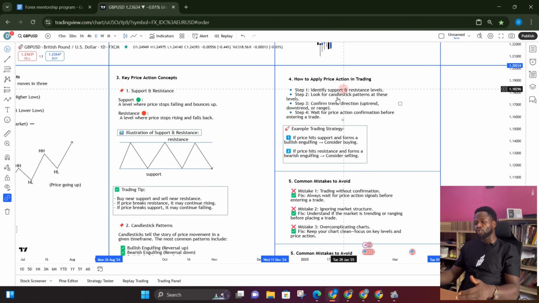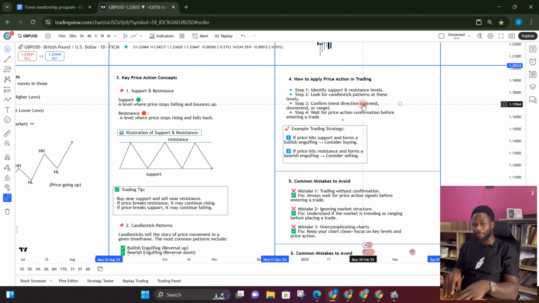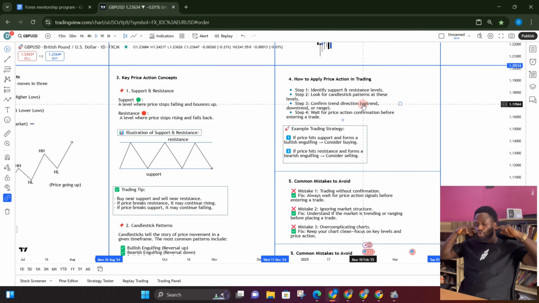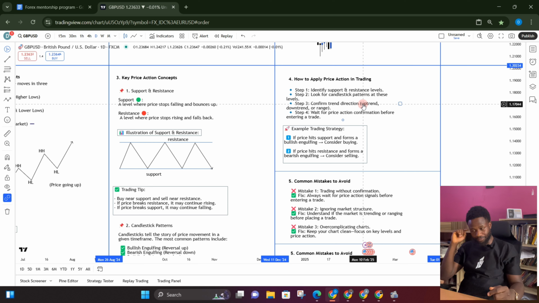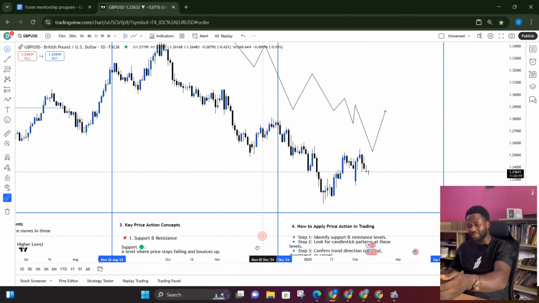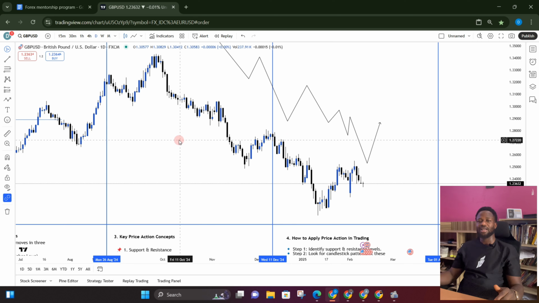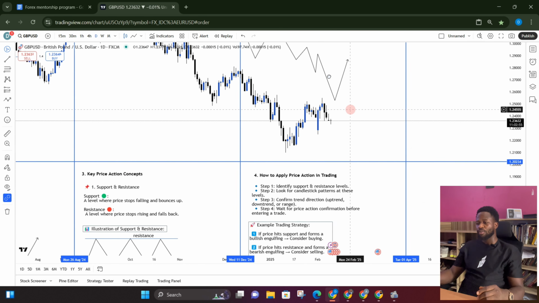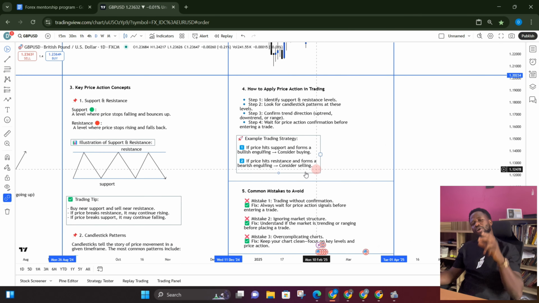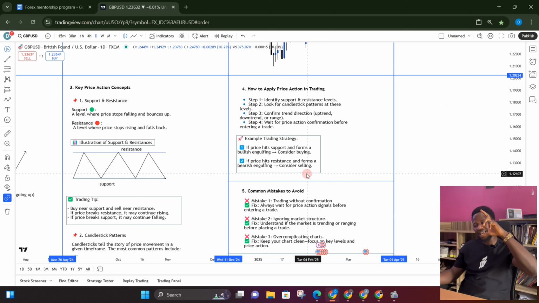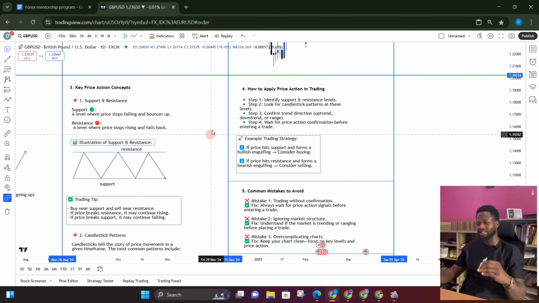Step two, you look for candlestick patterns on this level. Now, any candlestick pattern that is in the middle of nowhere, do not pay attention to it, because everything looks like a pattern. But the ones we want to really pay attention to are the ones that happen at a level, those levels that are support and resistance levels.